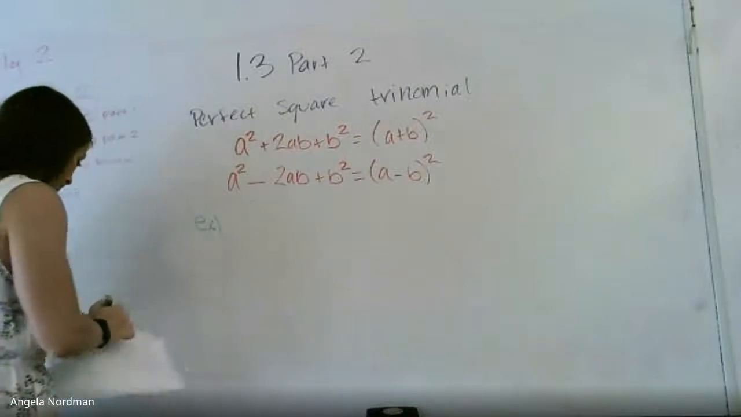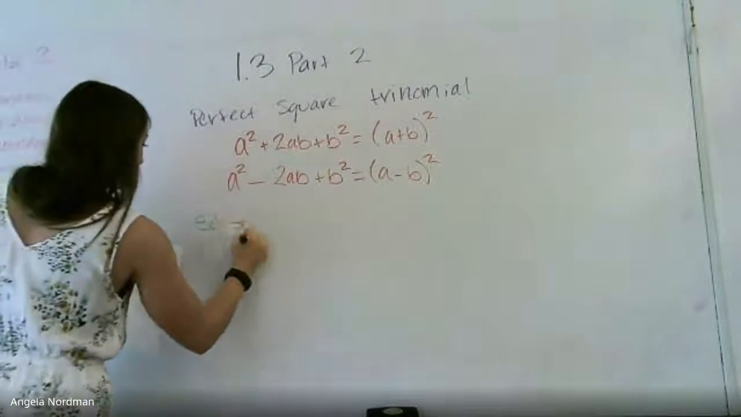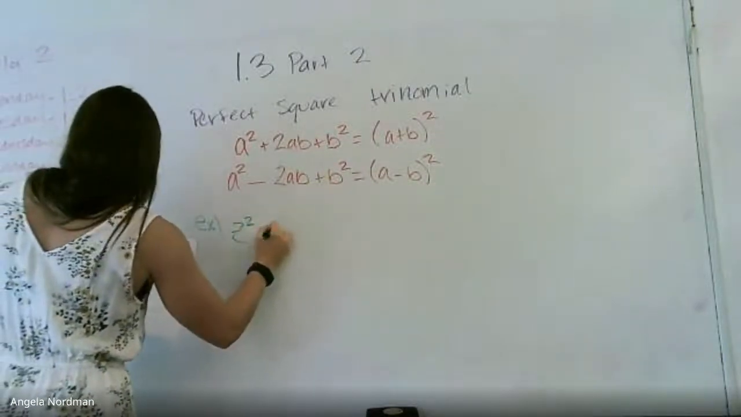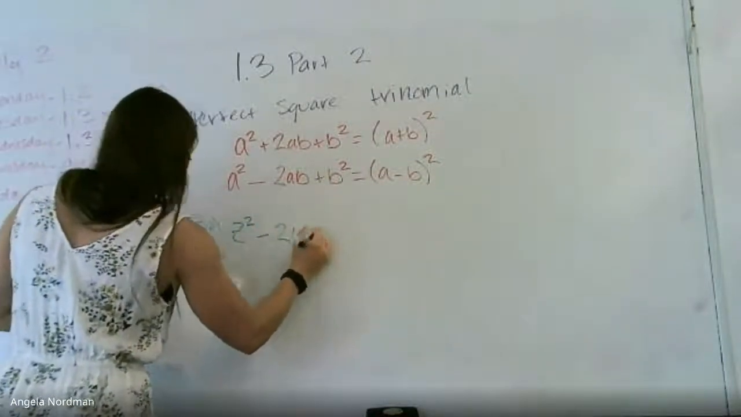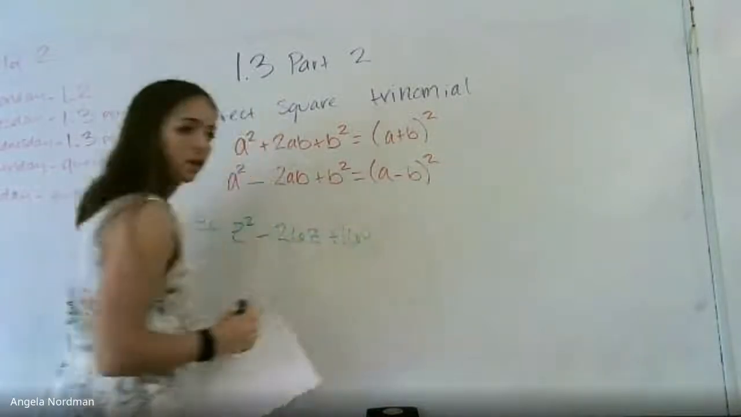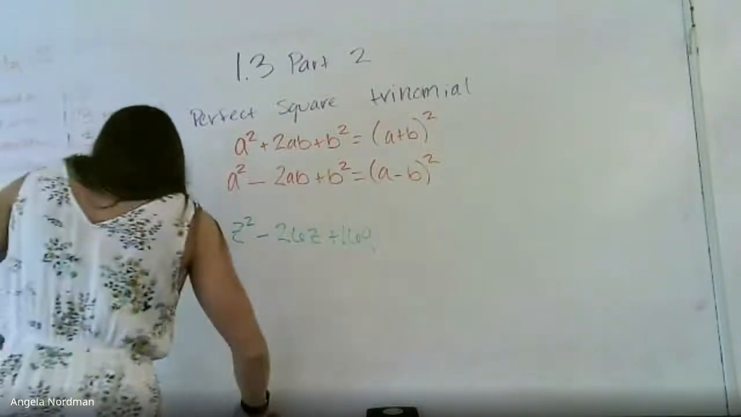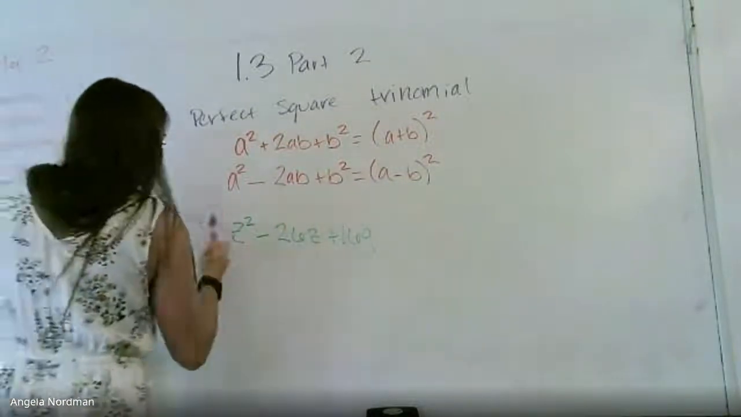I think all of my markers are just dying on me. All right, this example is z squared minus 26z plus, yeah, you can't see that very well. Let me try a different color.